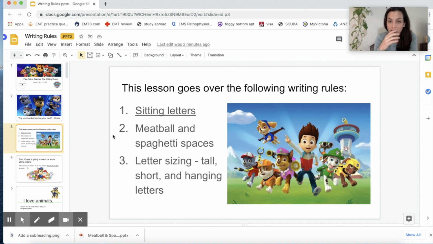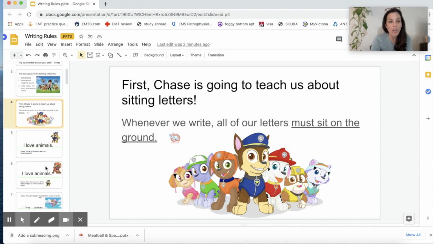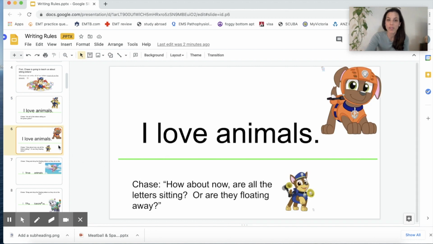So this lesson goes over the writing rules that I mentioned before. And so first, Chase is going to teach our student about sitting letters. And he explains that whenever we write, all of our letters have to sit on the ground. And so he asks our students questions. So in this case, I love animals. You would ask your student, are all of the letters sitting on the green grass? And they would say yes. What about this one? And they would say no.